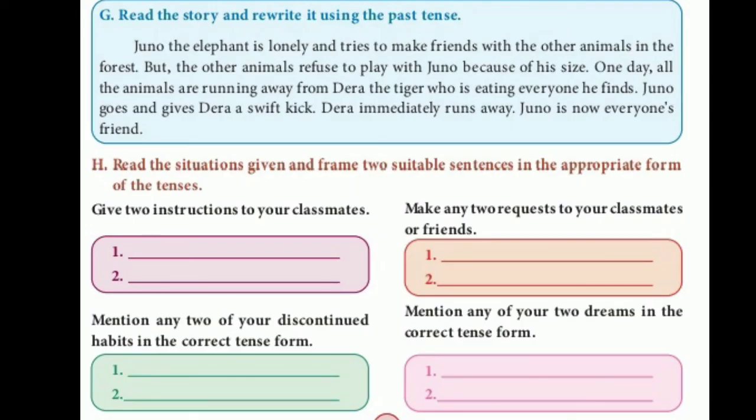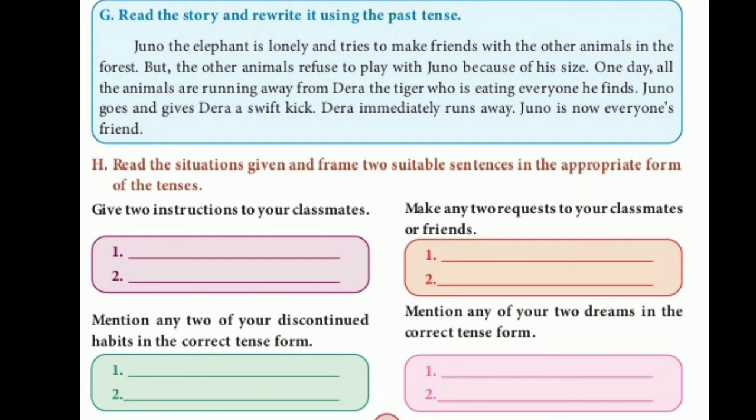Read the story and rewrite it using the simple past tense. Juno, the elephant, is lonely and tries to make friends with the other animals in the forest. But the other animals refuse to play with Juno because of his size. One day, all the animals are running away from Dera, the tiger who is eating everyone. He finds Juno goes and gives Dera a swift kick. Dera immediately runs away. Juno is now everyone's friend.